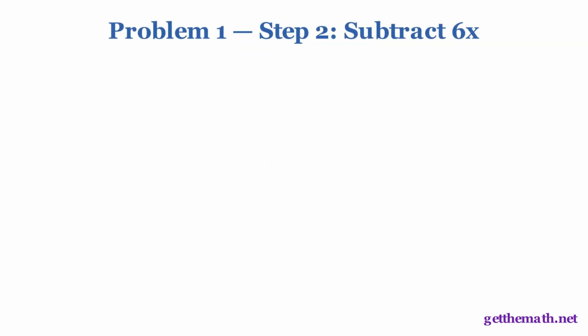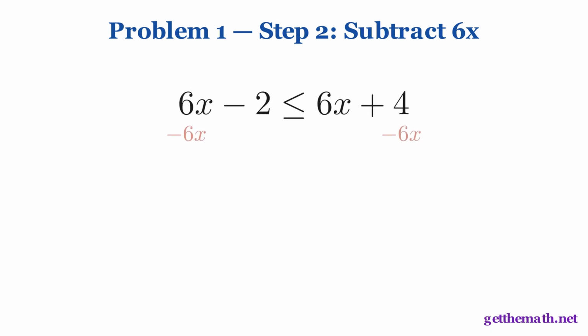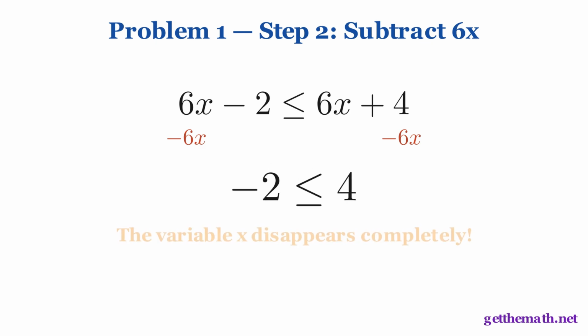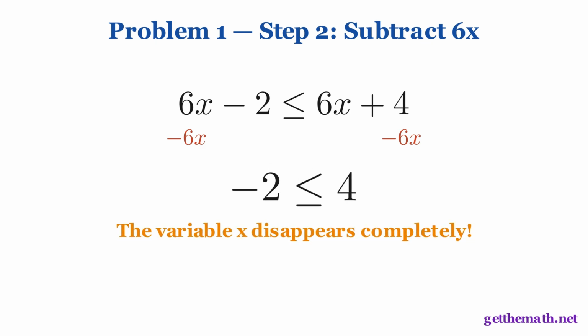Step 2. Subtract 6x from both sides. 6x minus 6x on the left cancels out. 6x minus 6x on the right cancels out. We are left with negative 2 is less than or equal to 4. The variable x has completely disappeared.